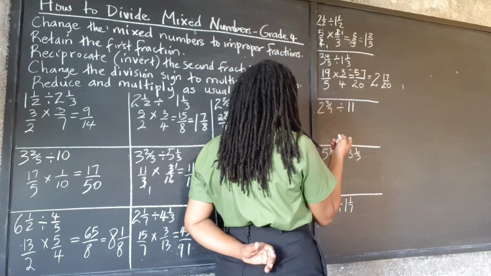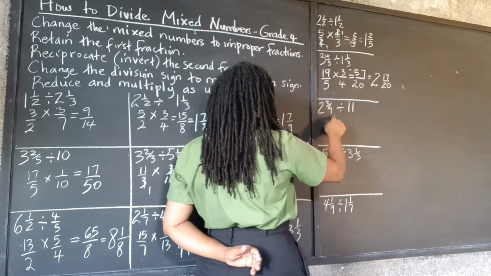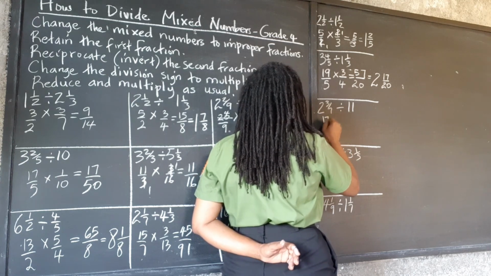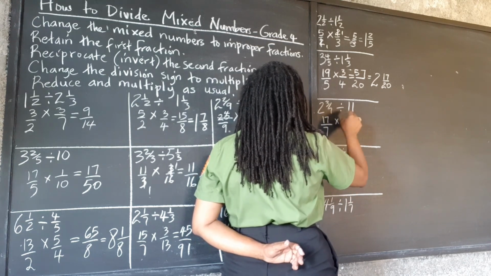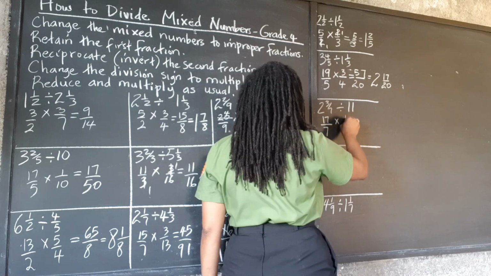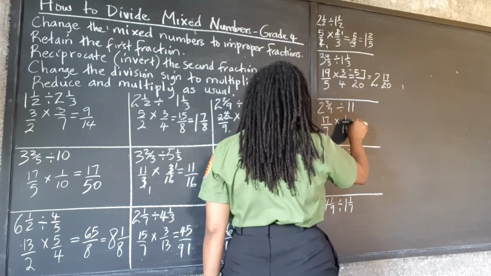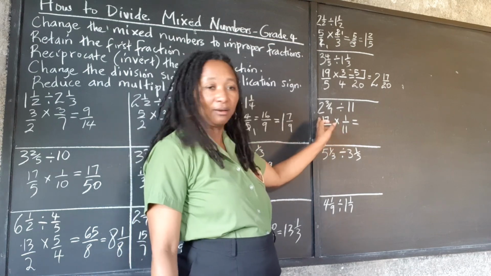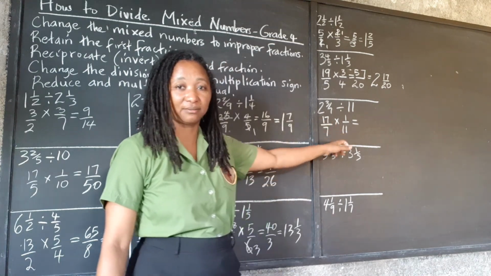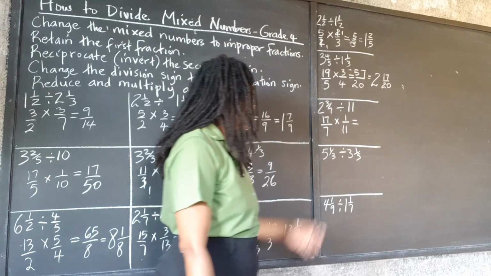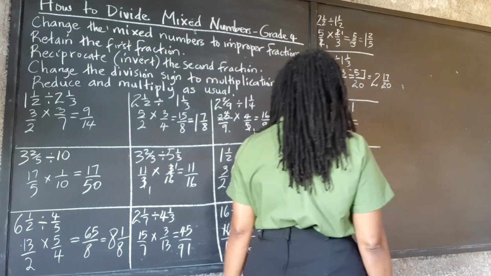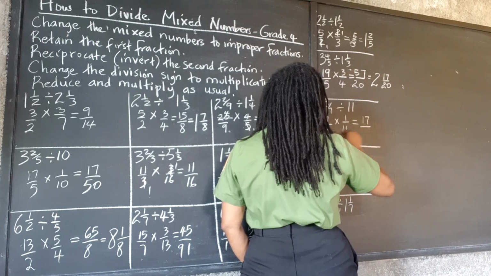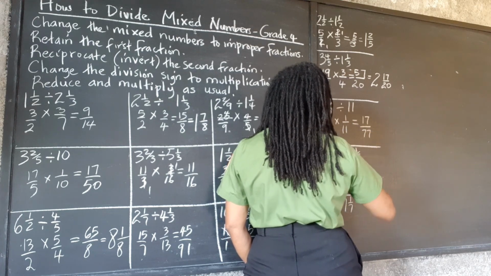2 and 3/7 divided by a whole number, 11. 7 twos are 14 plus 3, 17 over 7, times the reciprocal of 11, which is 1 over 11. These three are all prime numbers, so they can't reduce each other. And 17 times 1 is 17, 11 times 7 is 77.